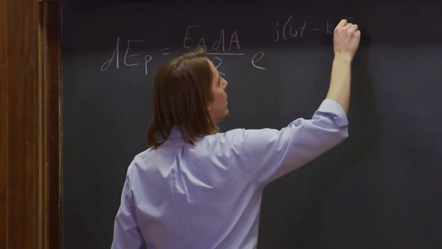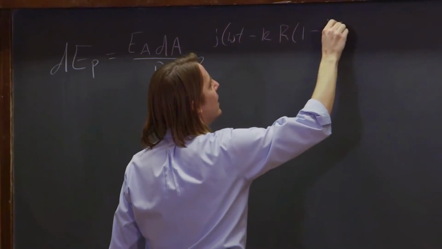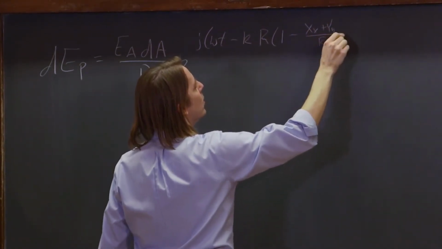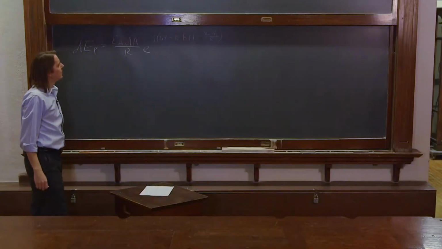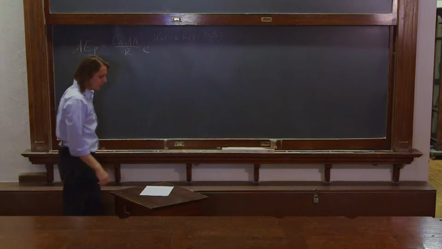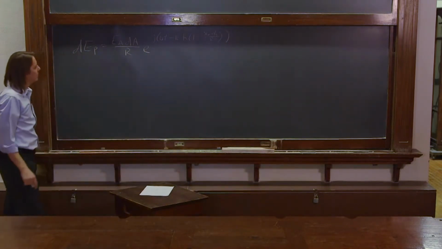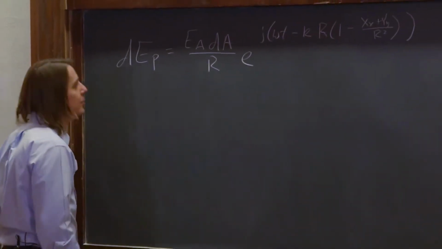It's big R times 1 minus xx plus y over r squared. Minus kr, that's all correct, yes. Close the parentheses there. Yes, that is right. Okay, so now we can start taking it apart.